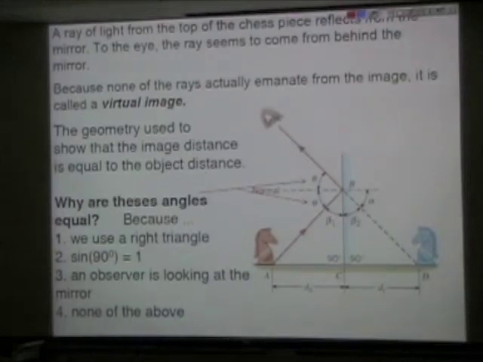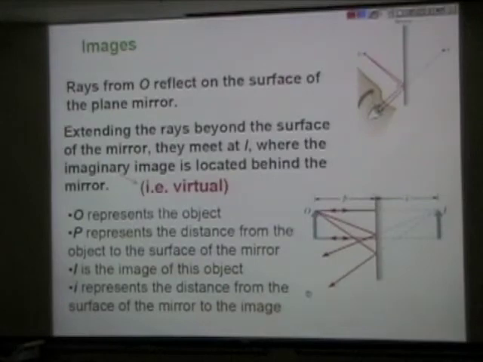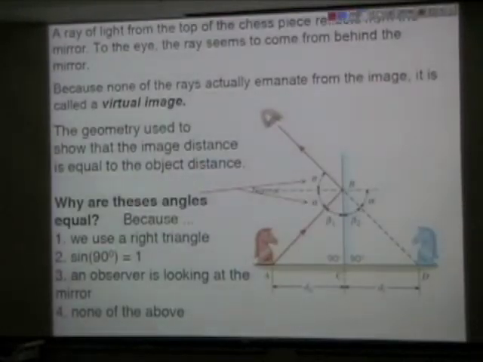And if we apply a simple geometry, we can prove mathematically that the location of the image is symmetrical to the location of the object. The distance from the image to the mirror equals the distance from the object to the mirror. Or, shortly we say, object distance has the same magnitude as the image distance.